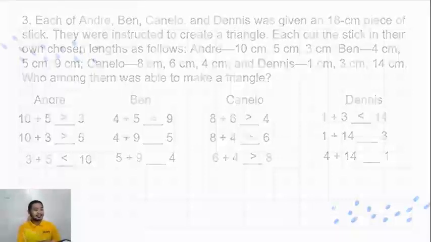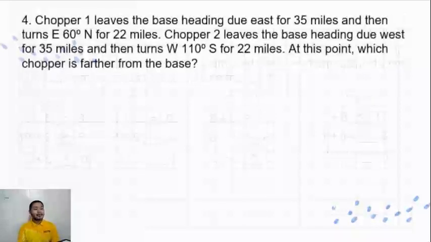Second to the last example tayo. Ayan, chopper 1 leaves the base heading due east for 35 miles and then turns east 60 degrees north for 22 miles. Chopper 2 leaves the base heading due west for 35 miles and then turns west 110 degrees south for 22 miles. At this point, which chopper is farther from the base?